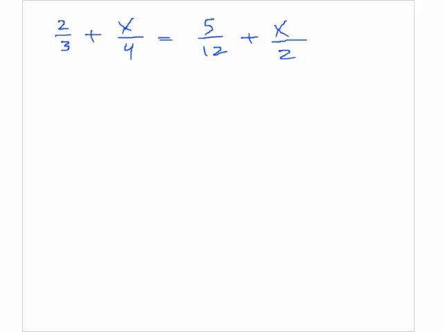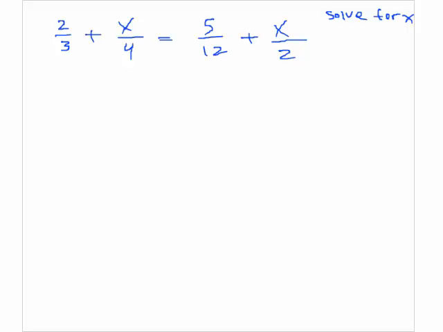Solve for x. We have actually 4 terms here, 2 terms on each side. We have a fraction involved. How can I reduce the fraction? How can I eliminate the fraction?